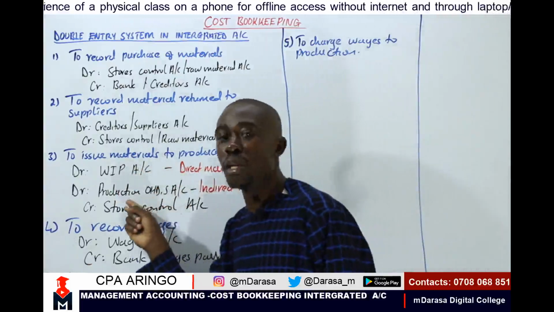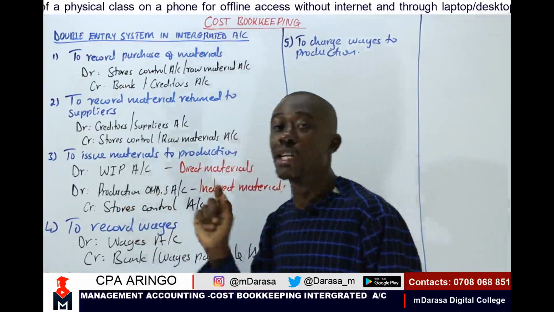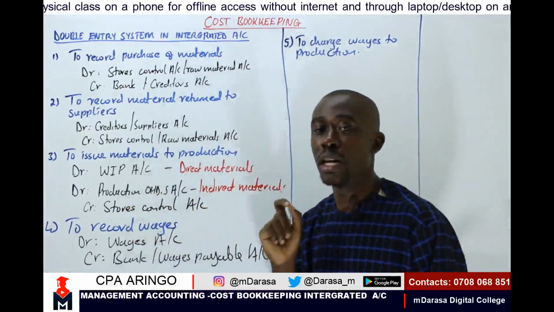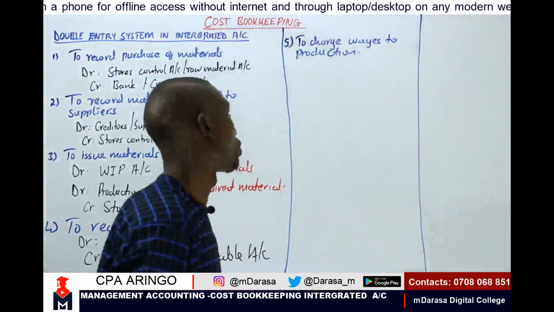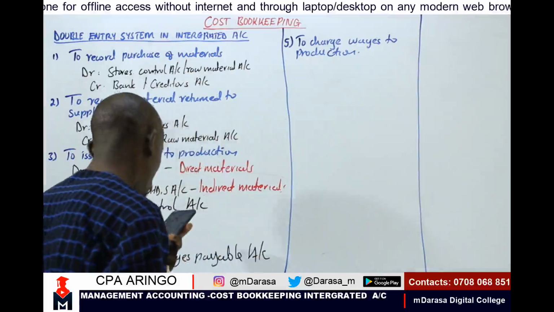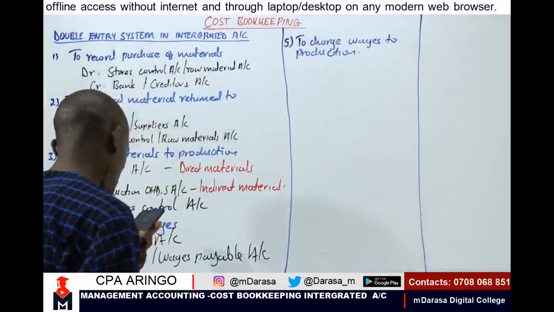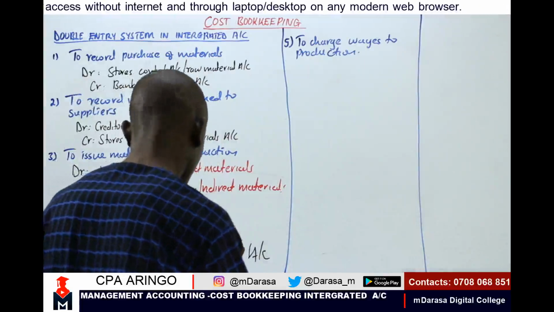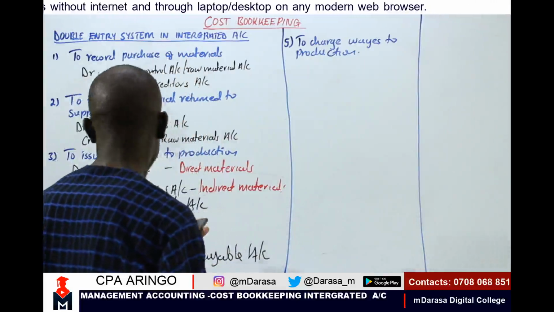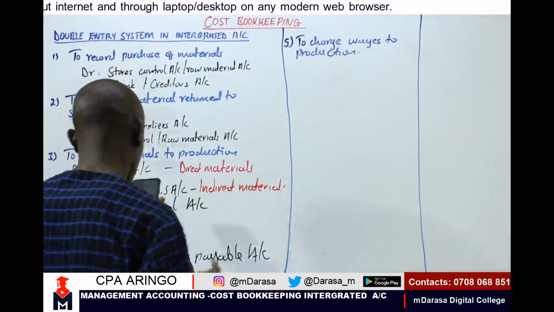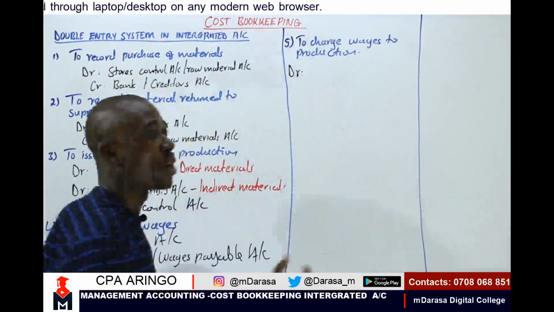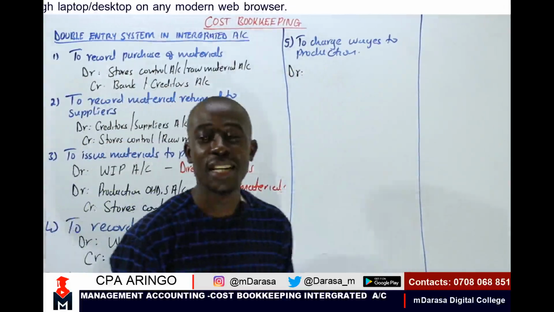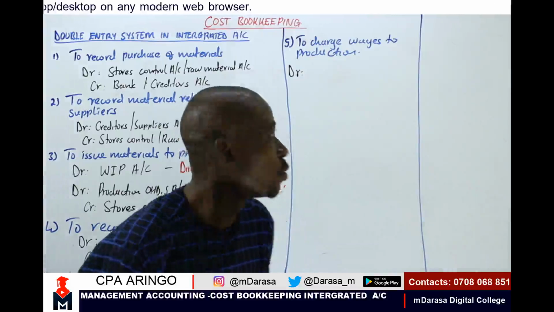And also, if I'm dealing with the indirect, the production overheads should also ring at the back of your mind whenever you're talking of charging to production. So to charge wages to production, these are the accounts that we'll be having. Number 1, talk of debit. I've already given you a clue. That's the beauty part of it.